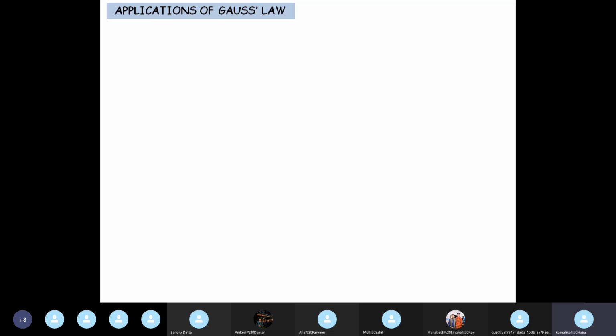Alright, now we will do some applications of Gauss's law. I am exactly following the order that is given in your syllabus. The applications of Gauss's law that are mentioned in your syllabus, there are in total I think 5 or 6 applications. We will go exactly in the same order in which they are mentioned in the syllabus.